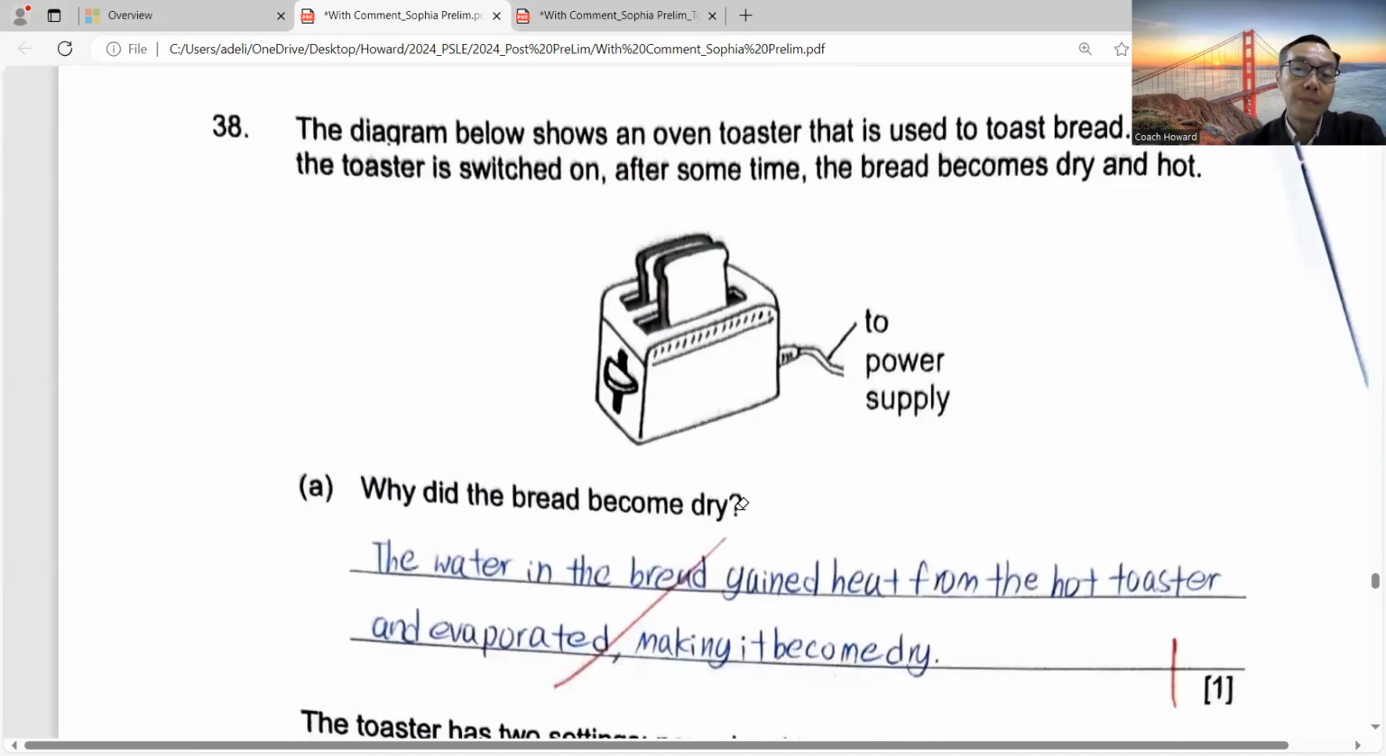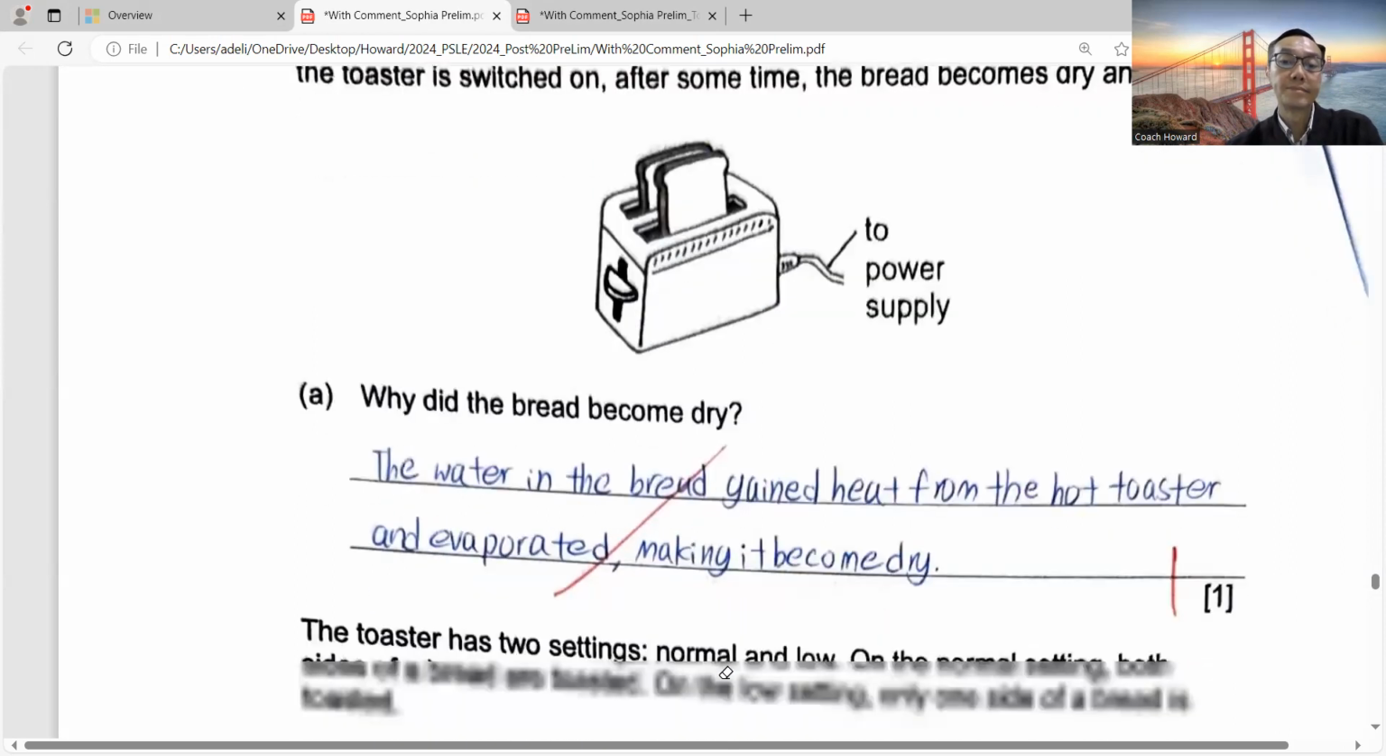So why did the bread become dry? Actually, this is a question related to the P4 science topic on heat. It becomes dry because in bread there is moisture inside, right? Unless you buy those toasted breads packed in a certain packaging. So you must mention the water in the bread gained heat from the hot toaster and evaporated, making it dry. Okay, so simple, this part.